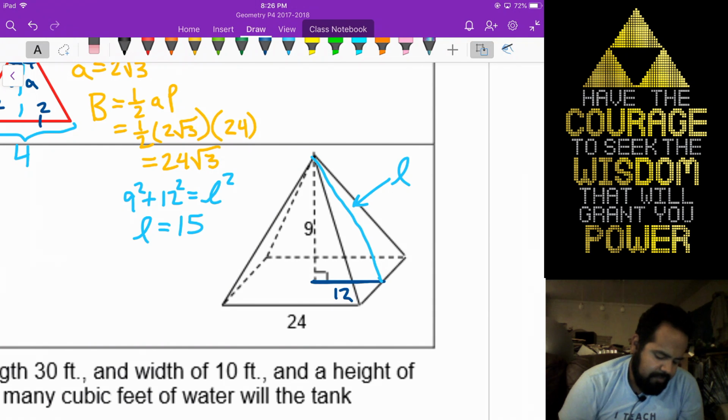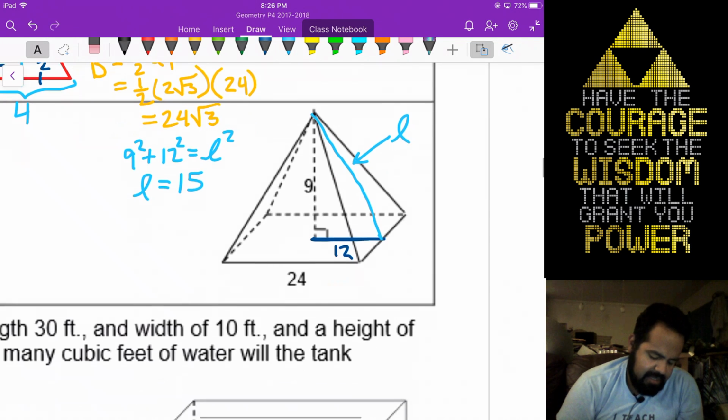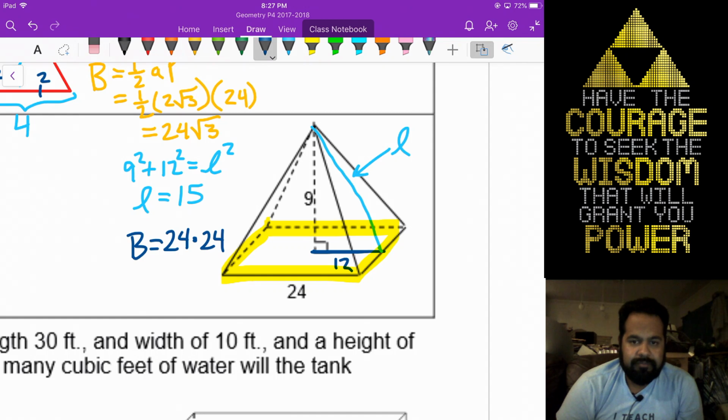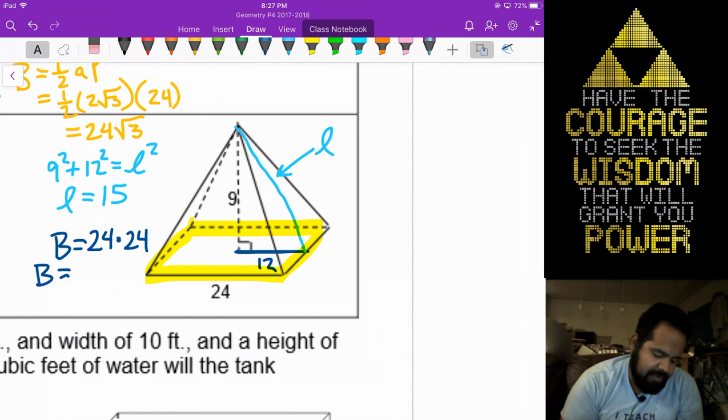Okay. So there's my slant height. We have the height already given to us. Let's find the base area. The base area, since this is a square pyramid. Oh, I should probably get the perimeter too. The base is going to be 24 times 24. I don't want to do that in my head, so I'm going to have Sam do that. The only other thing we need is our perimeter. And let's use light green. The perimeter is going to be 4 times 24, which is going to be 96.